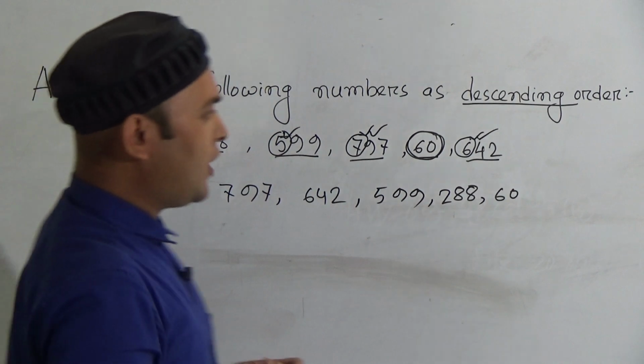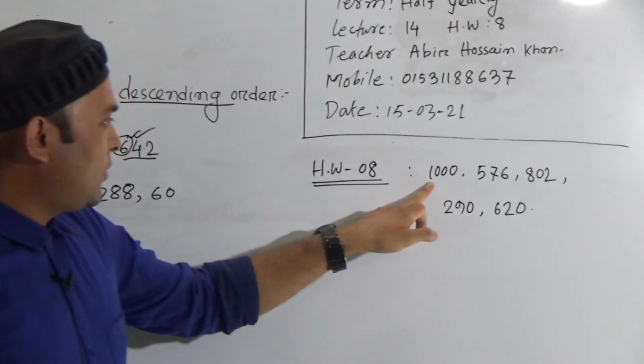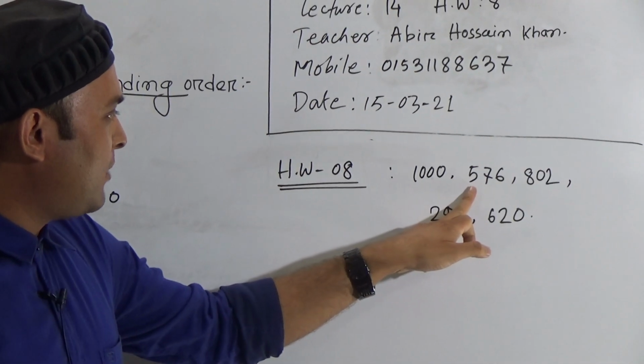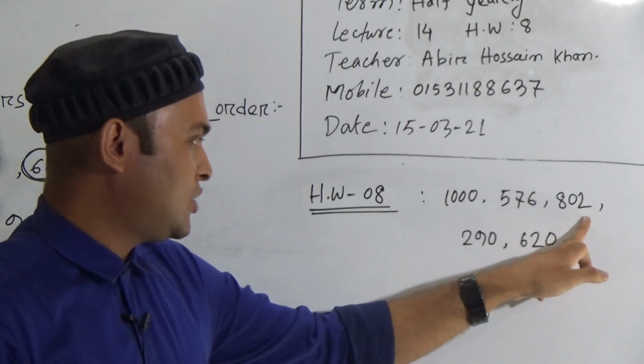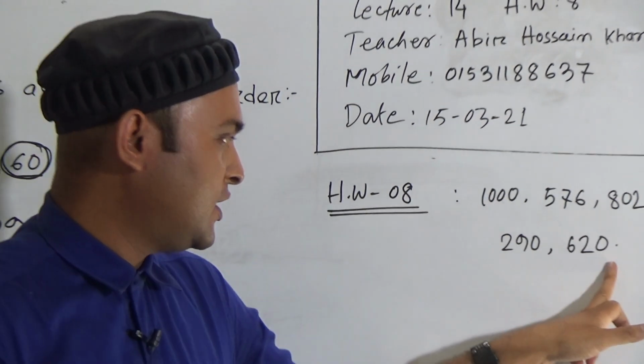My dear students, you have to submit this HW. The first number is 1000, the second number is 576, then 802, 290, and the last one is 620.